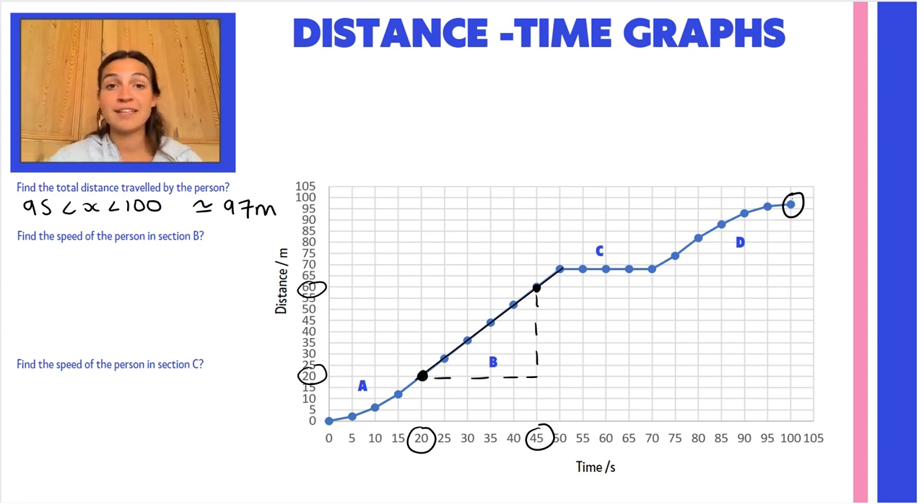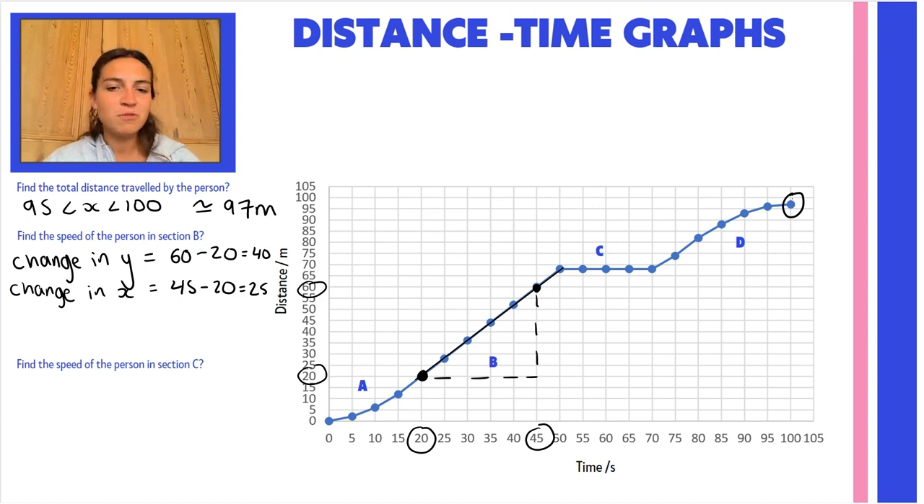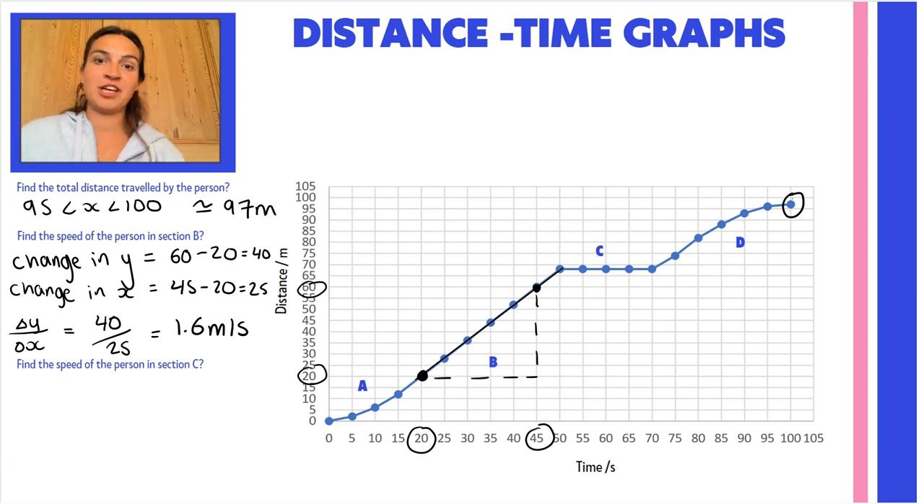Okay, now to find your gradient, you need your change in y divided by your change in x. First things first, I need to find the difference in those 2 y values and the difference in those 2 x values. My change in y here, well, my largest y is 60 and my smallest y is 20, so 60 minus 20 is 40. And then my change in x was that 45 minus the 20 is 25. Then all I need to do is divide my change in y by my change in x, and that gives me 1.6 meters per second.